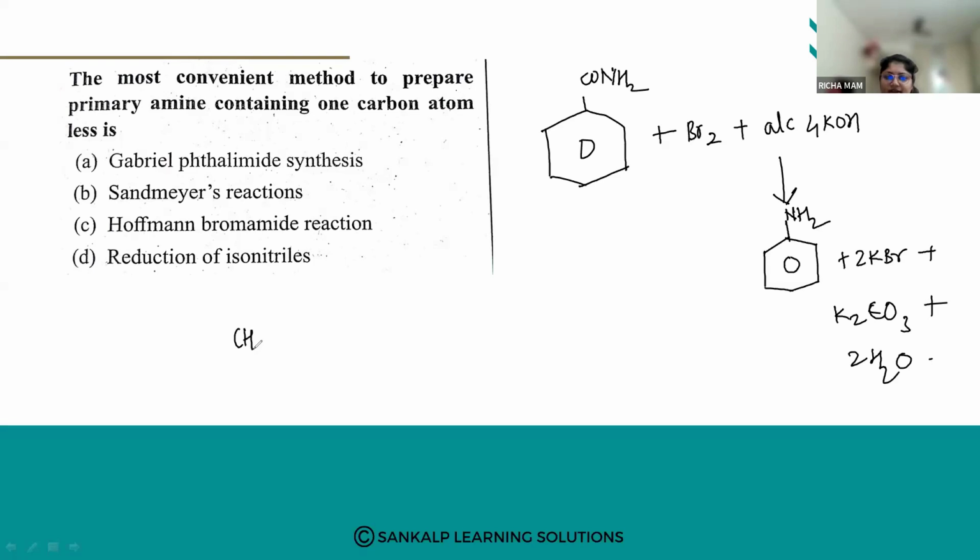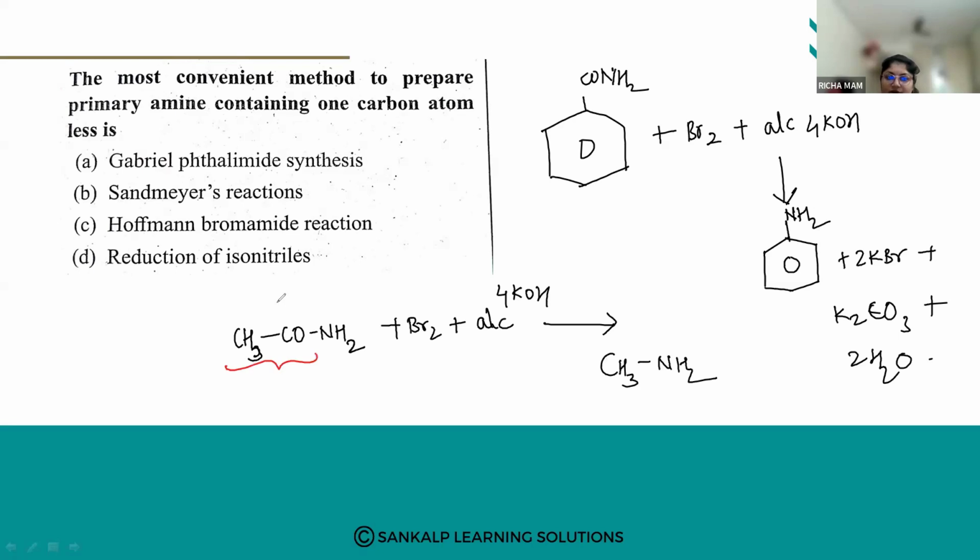Similarly, if I take acetamide, this one was aromatic and I have now taken an aliphatic one, reacted with Br2 in the presence of alcoholic potassium hydroxide, what I'm going to get is CH3NH2. So what you can see in the reactant and the product: here the number of carbon atoms is 2, and here it is only 1. So there is one carbon atom less. This is the Hoffmann bromamide degradation reaction.